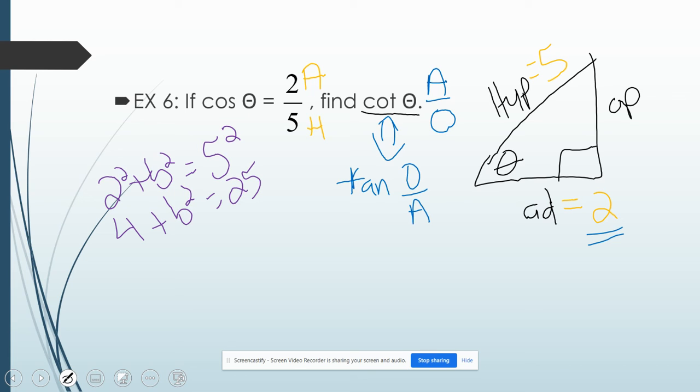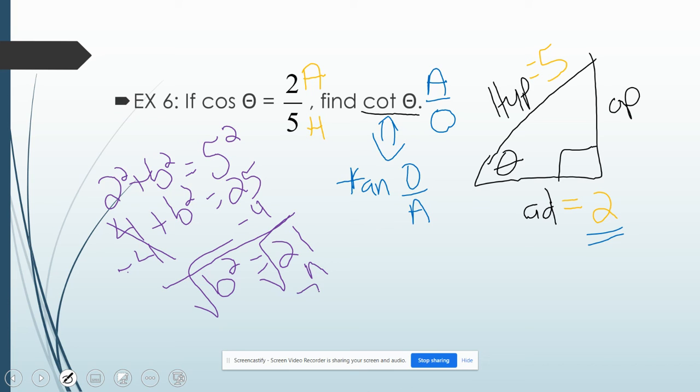And 25. I'm going to subtract the 4. So b squared is 21. I'm going to take the square root. Again, 21 is not a perfect square. I can break that down into 7 times 3, but there's nothing there that I can simplify out. So square root of 21 is as good as that side opposite is going to get. So cotangent of theta, A over O.